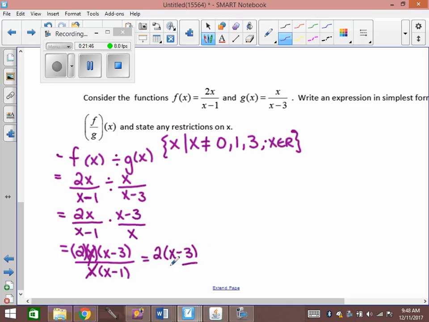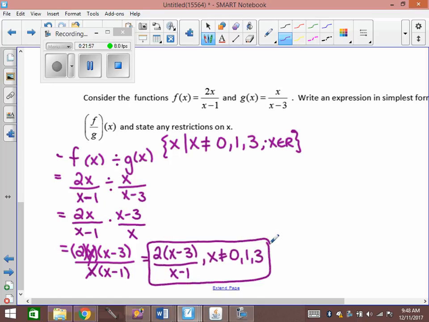Minus 3 over x minus 1. And behind it you could say x can't equal 0, 1, or 3. It wouldn't be simplified because it says write the expression in simplest form. And if you put the 2 in, it's in expanded. You've expanded it out and it's not in its simplest form.